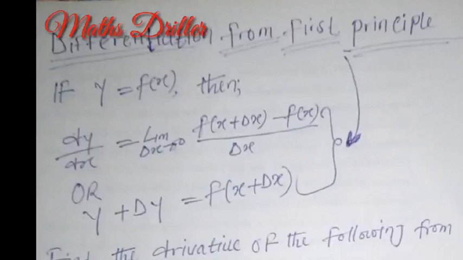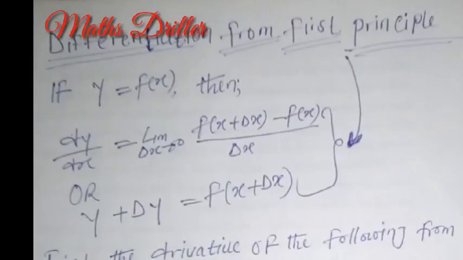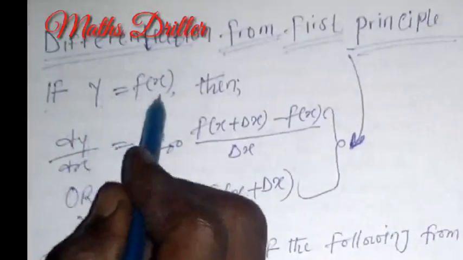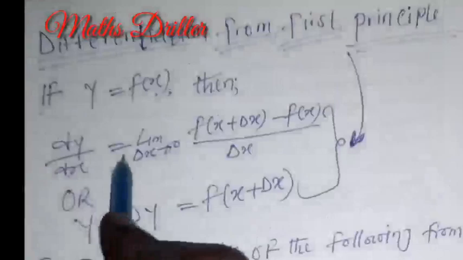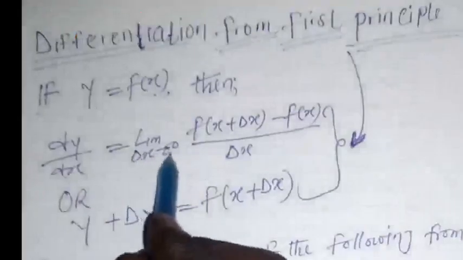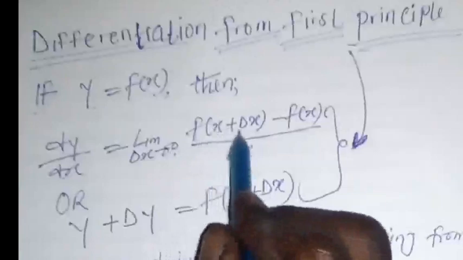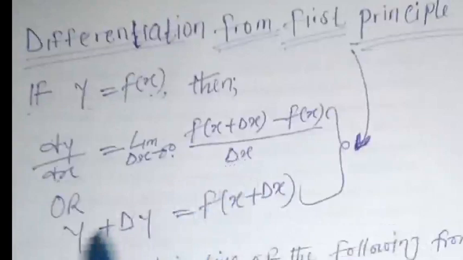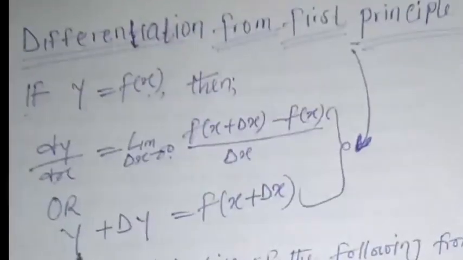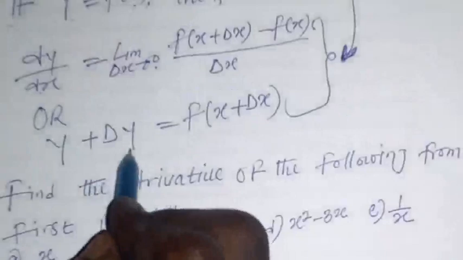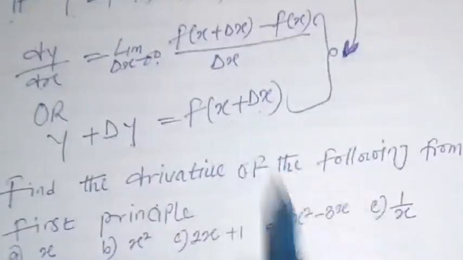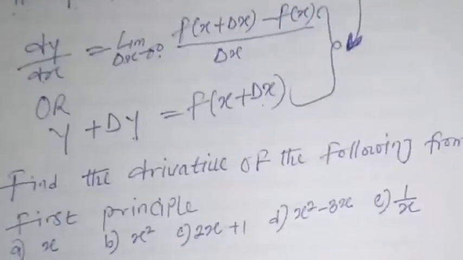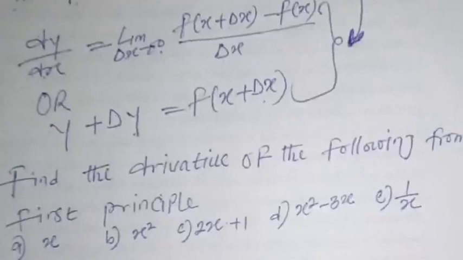Today we are going to apply first principle in order to find the derivative of a given function. So if y is equal to function of x, then dy/dx is equal to the limiting value as delta x tends to 0 of f(x + delta x) minus f(x), all over delta x. First principle can also be expressed as y + delta y equals f(x + delta x). These two are almost the same, all equal, but it's just a different way of expressing them and a different way to apply them.